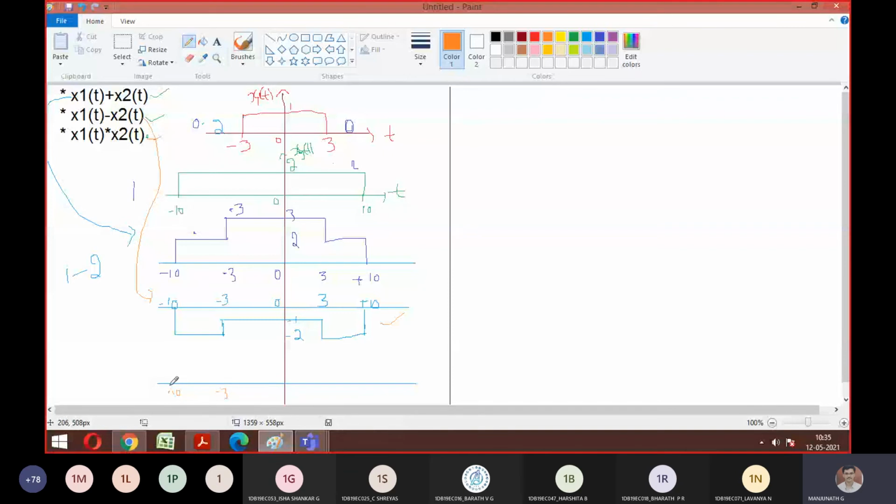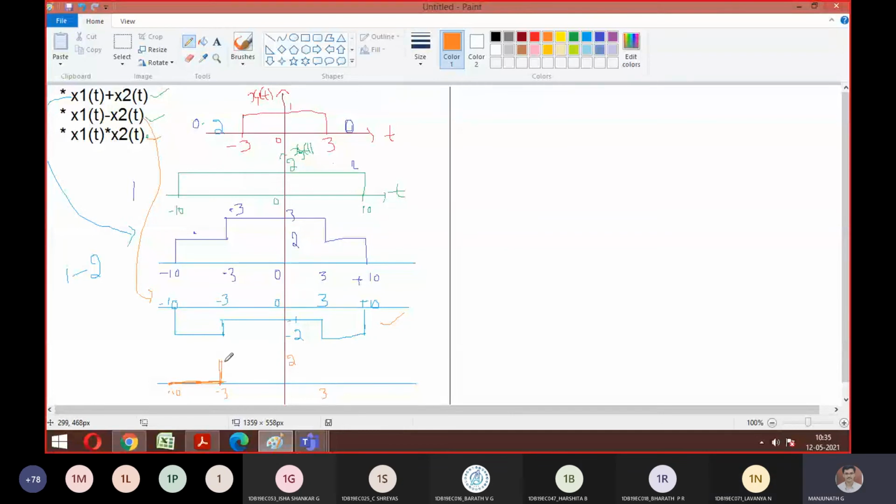Next, at minus 3, you have amplitude of 1. Here you have 2. So 1 into 2 becomes how much? 2. So at minus 3, it is going to reach the amplitude of 2. Then from minus 3 to plus 3, it is having 1 here and 2 here, so till 3 it is kept constant, staying at the same amplitude level. Is it okay?